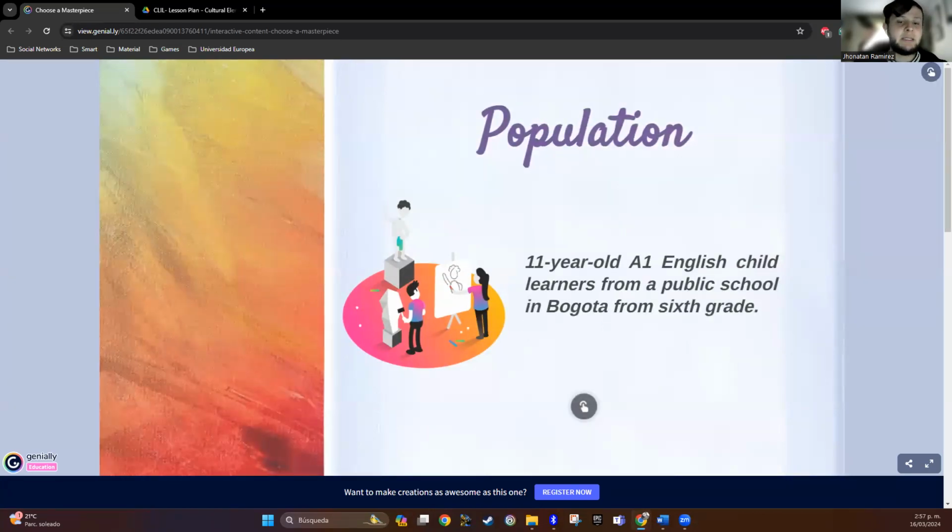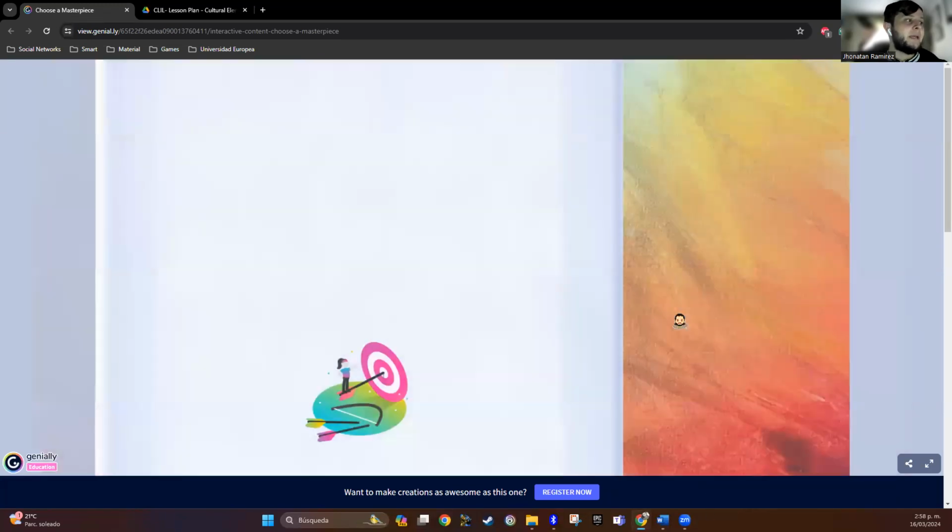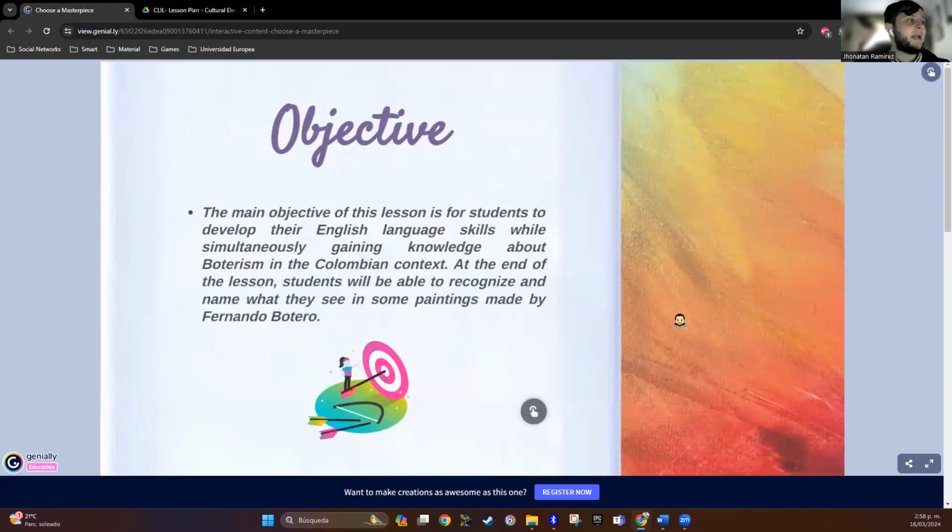This lesson plan, this proposal, is aimed at 11-year-old A1 English child learners from a public school in Bogota, from 6th grade. And of course, if we are talking about the general objective, the main idea of this lesson plan is to develop English language skills while simultaneously gaining knowledge about boterism in the Colombian context. At the end of the lesson, students will be able to recognize and name what they see in some paintings made by Fernando Botero.